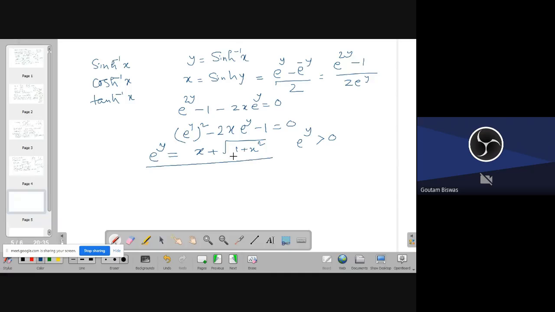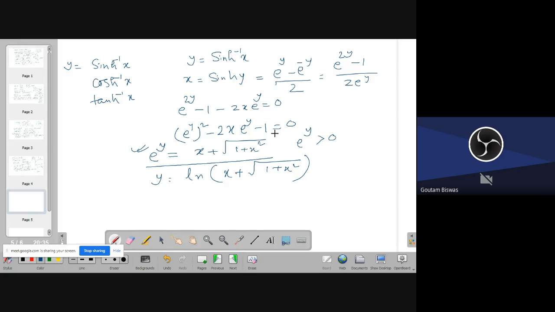Now this is the value. Okay, so y is equal to how much? Everybody knows it is nothing but the natural logarithm. That is, y is equal to ln of x plus root over 1 plus x square. Okay, now you can draw the graph with x and y, and that will be the curve of y equal to sinh inverse x.